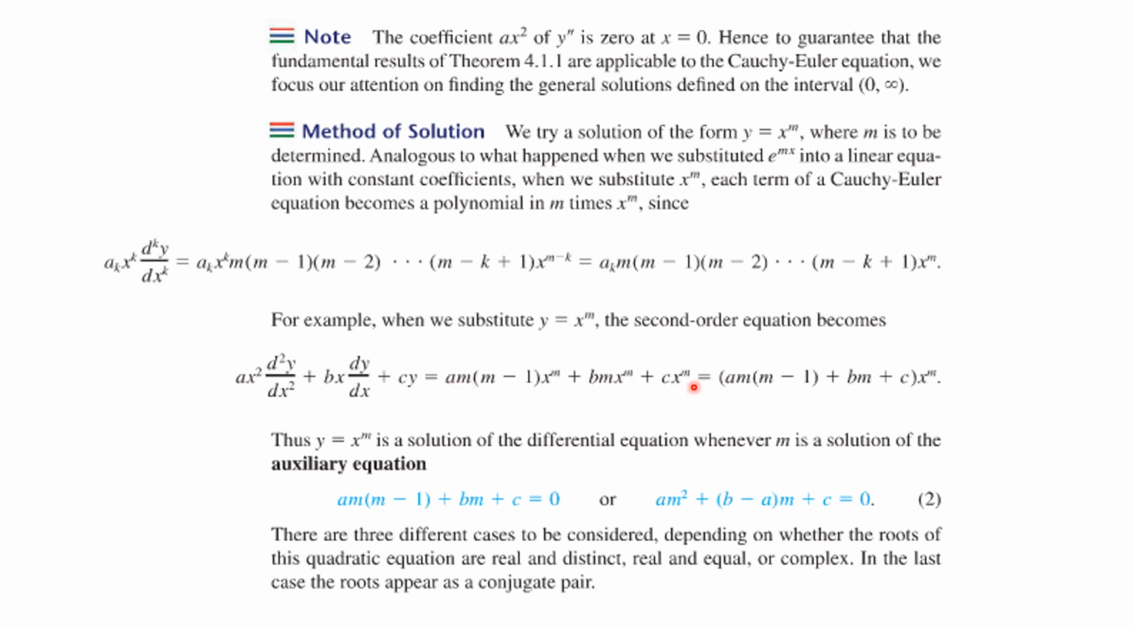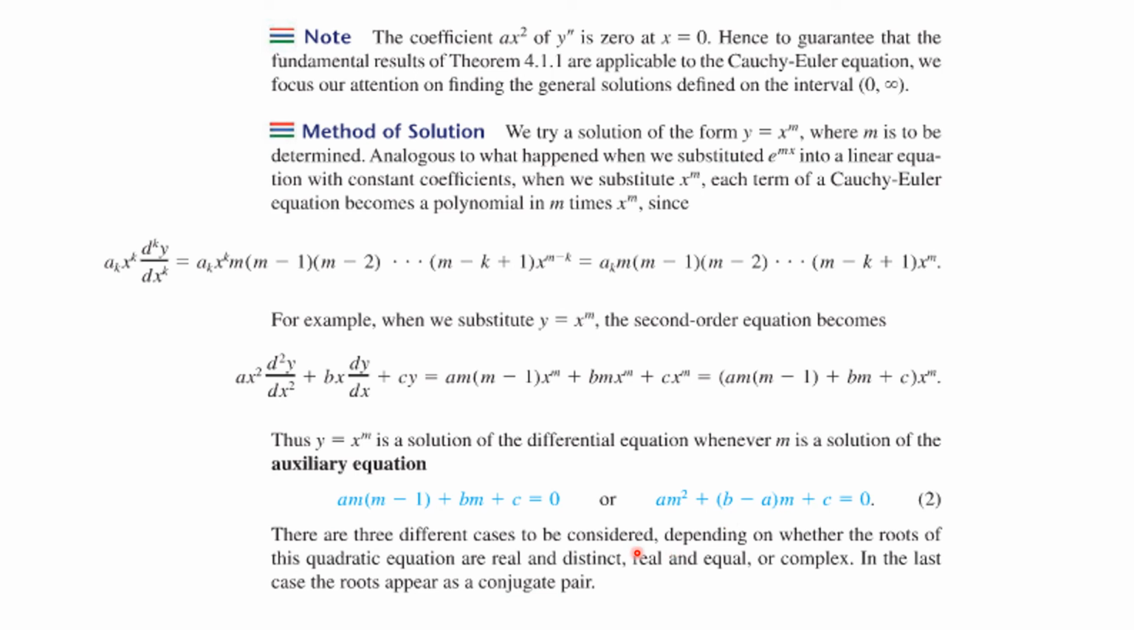Now, there's an x to the m everywhere, so we can factor it out. That's not equal to 0. That means the only way this can be equal to 0 for the homogeneous equation is for this polynomial to be 0. We're going to call that the auxiliary equation. This is what it is. Or when we simplify it, we get this.